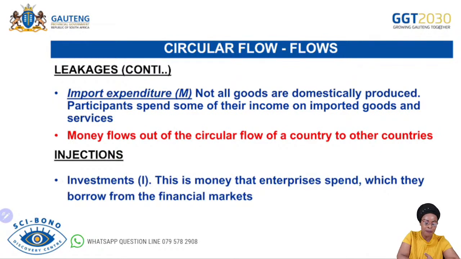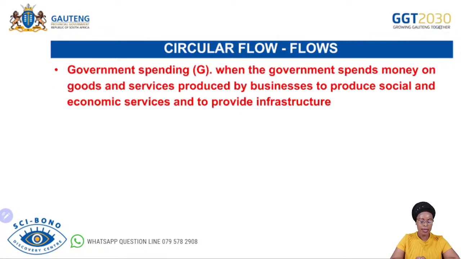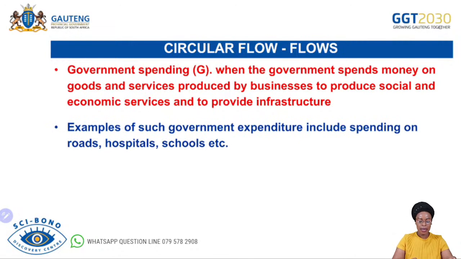Injections, I've mentioned that firms invest by borrowing money from the financial market. They buy capital goods and services. This is an injection because it will create spending in the economy. Then government spending, when the government spends on construction of roads and on social grants, there will be income circulating because of this particular spending, and there will be money in the circular flow. Examples of government spending can be spending on roads, hospitals, schools, etc.